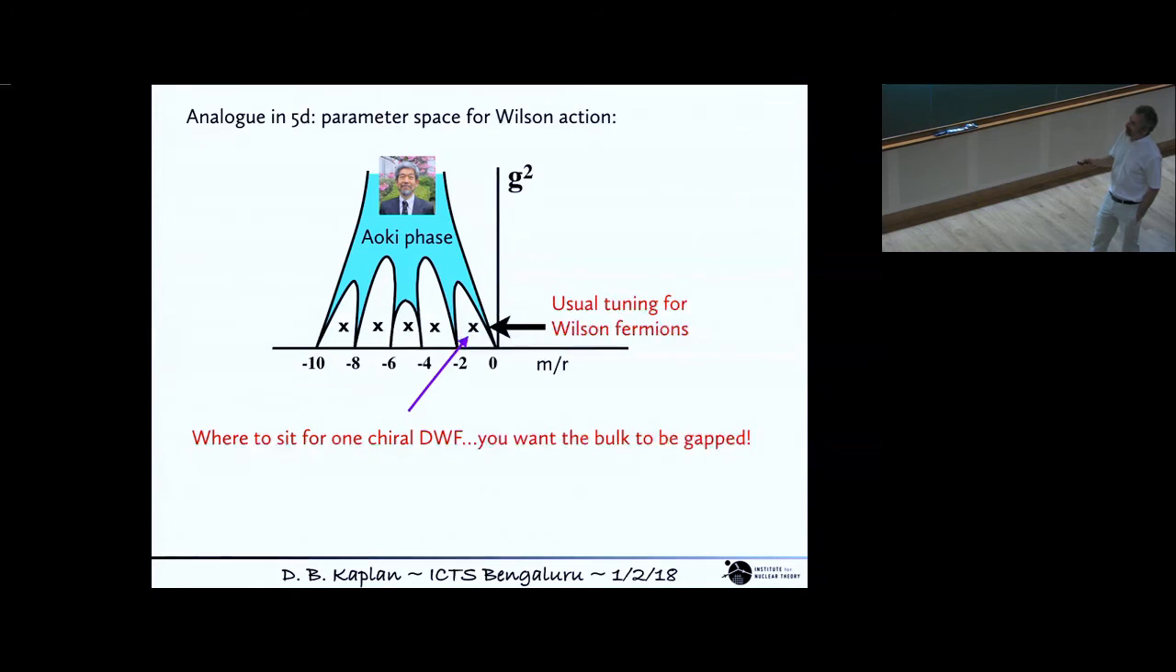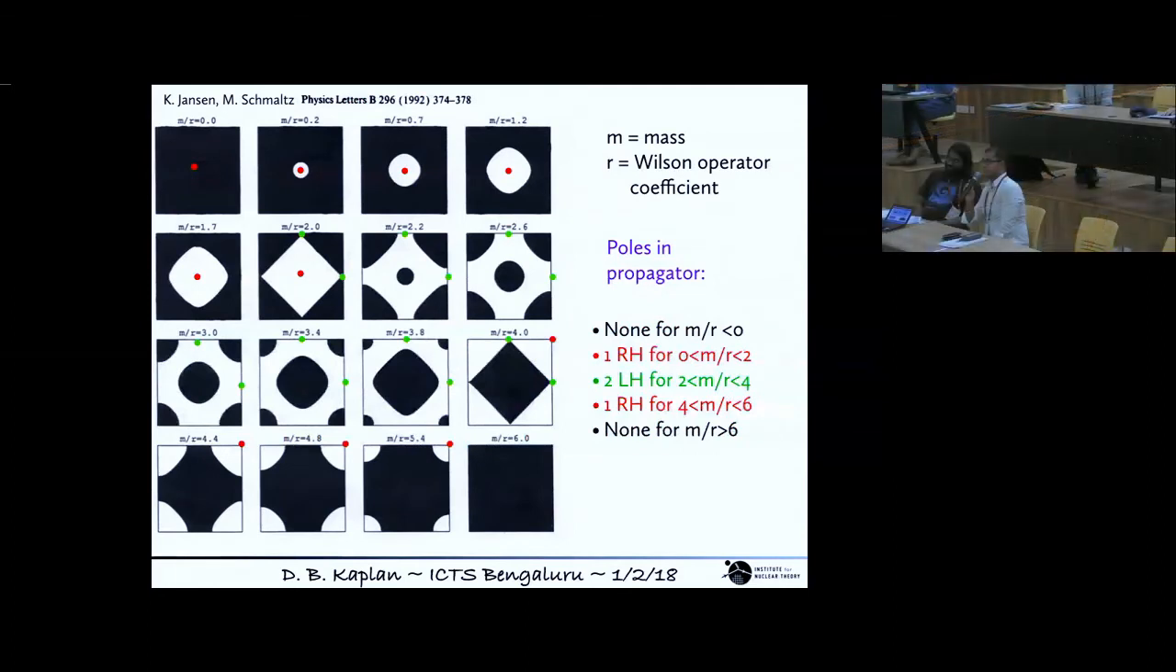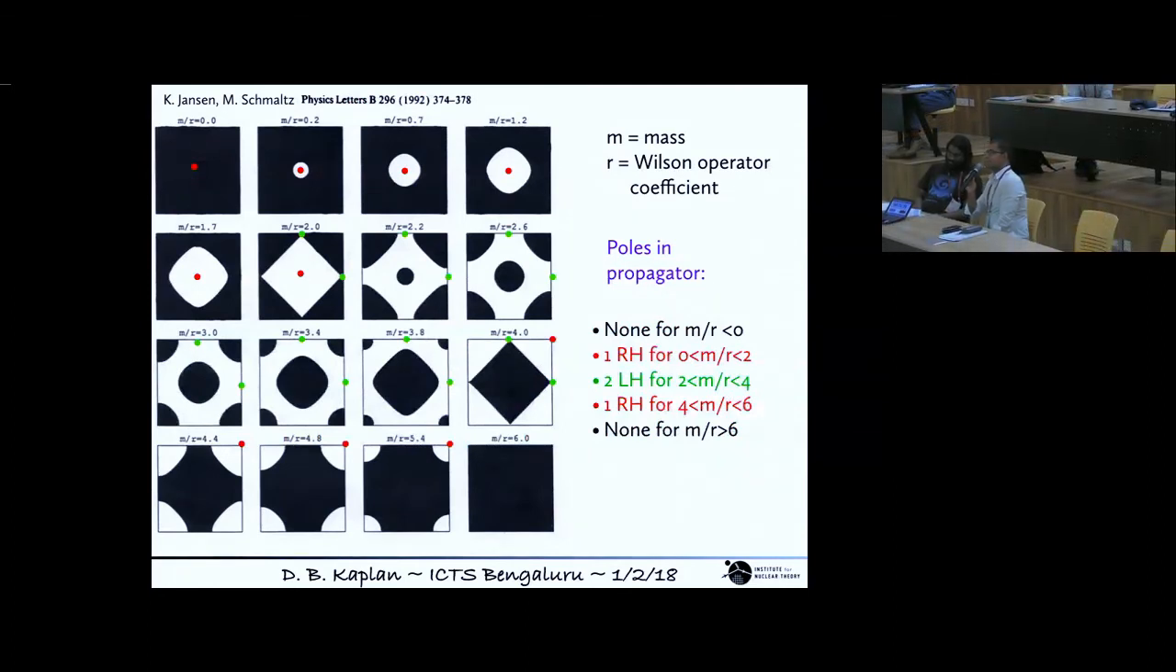This is a 5-dimensional version. Question: why is it happening at 6 on the previous slide? Sorry? Why is it happening at 6, the number 6, on the previous slide? Sorry, what's the last plot there? Yeah, so why is 6 relevant? Why is 6 what? The ratio. Why is it 6?